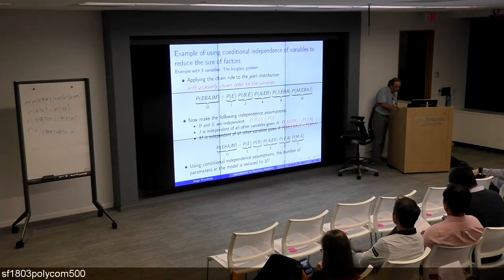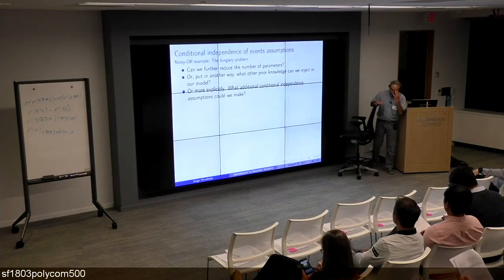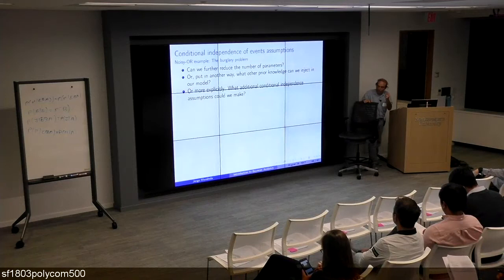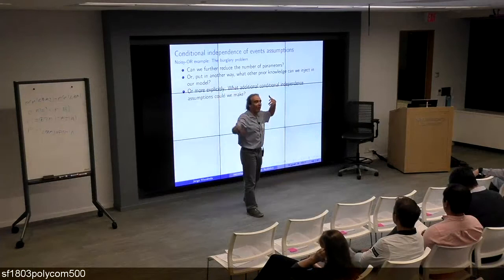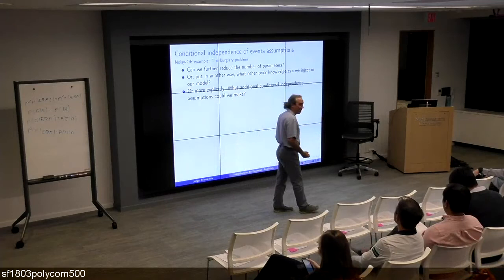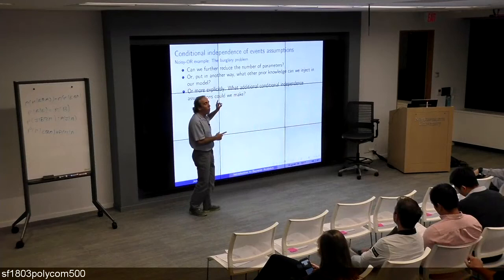Could we further reduce the number of parameters? The answer is yes. We could reduce the number of parameters from 10 to 9 with a reasonable assumption. We call this an advanced concept. So I will brainstorm and see if anybody comes up with the right intuition of where it goes. This is a tricky one. Can anybody guess what one more thing we could say?